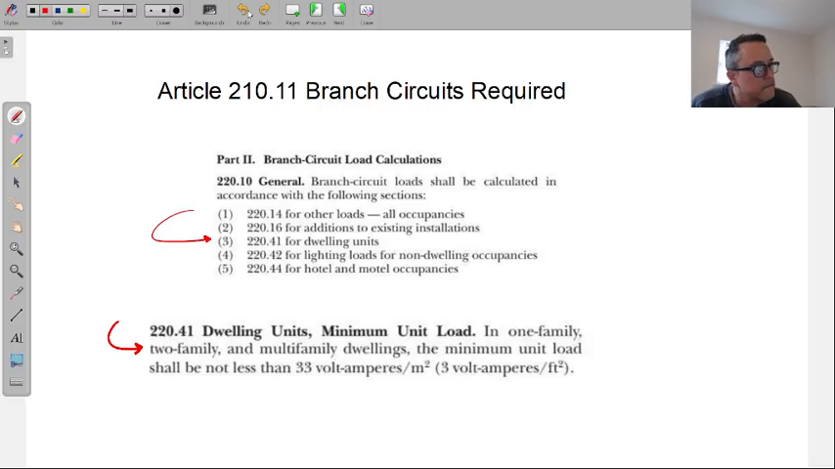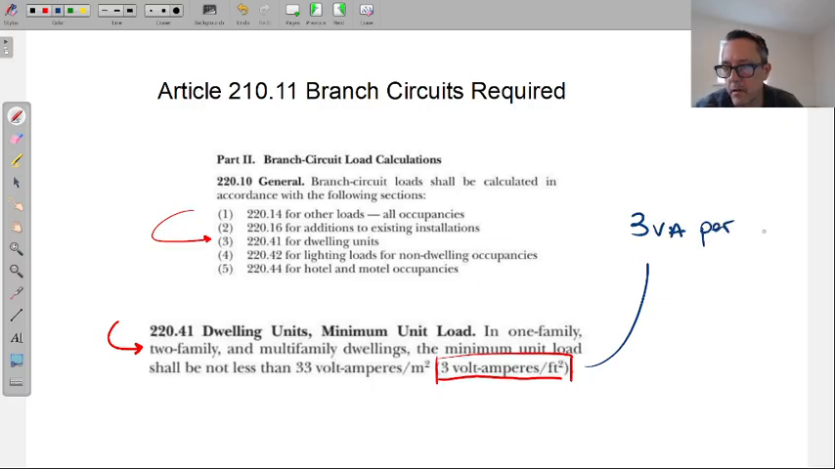In one family, two family, and multifamily dwelling units, here comes that VA again, the minimum unit load shall not be less than 3, we're ignoring meters per square foot, we don't calculate it in that, 3 VA per square foot. All right, I'll write that there, 3 VA per square foot, which is represented like that, foot squared.